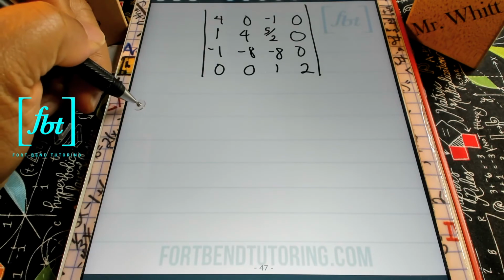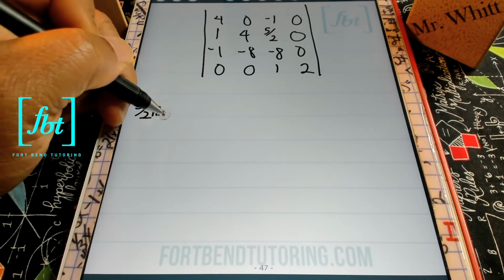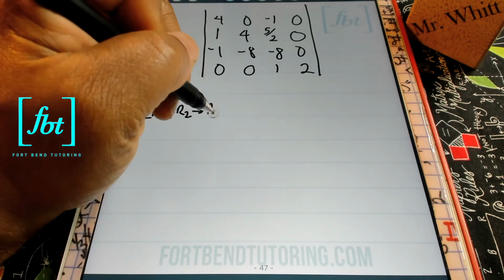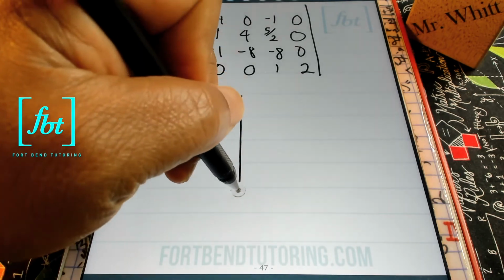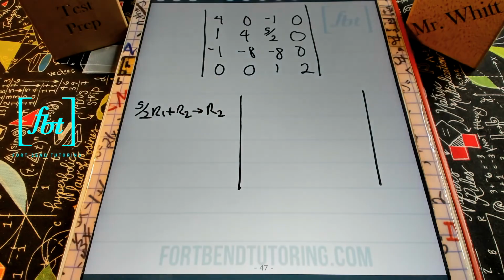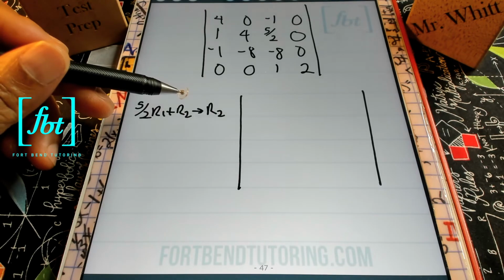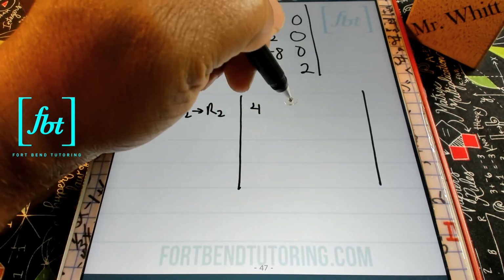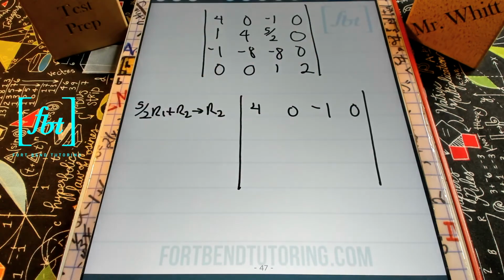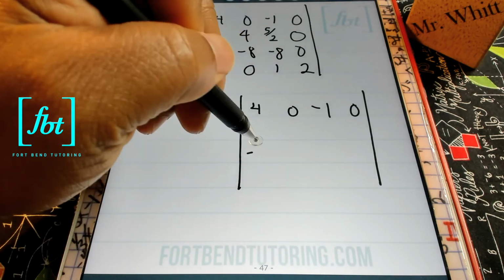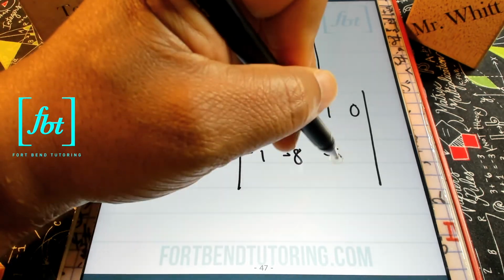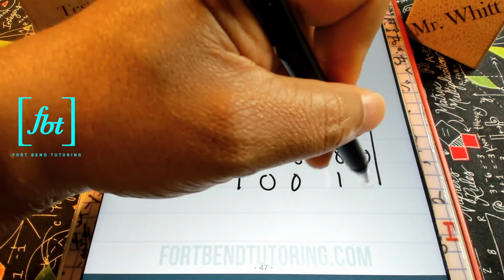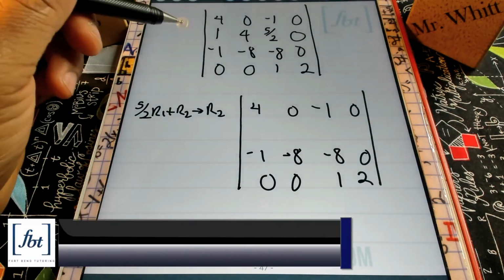Our next operation is going to be 5/2 row 1 plus row 2, placing the result in row 2. Here we go with that. All right, so only changing the second row, bring down rows 1, 3, and 4. So I'll have 4, 0, negative 1, 0, as well as negative 1, negative 8, and 0, as well as 0, 0, 1, 2.